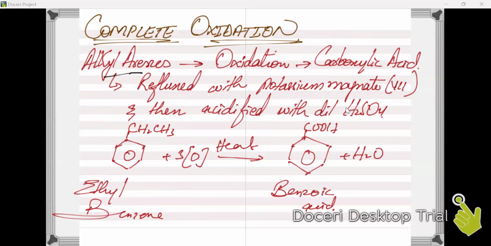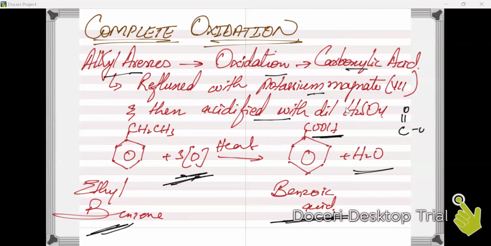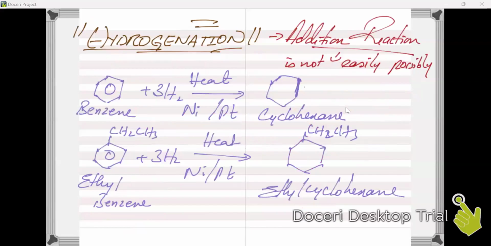Oxidation. Alkylarenes on oxidation form carboxylic acid, refluxed with potassium manganate, then acidified with dilute sulfuric acid. When we say ethylbenzene reacting with oxygen, it will be changing into what? Benzoic acid, and giving us what? Water. I repeat: ethylbenzene reacting with 3 oxygens and giving us benzoic acid. This represents the presence of carboxylic acid, because this is a functional group for carboxylic acid. Here it can be R, or it can be a benzene ring attached to it, and the water molecule.